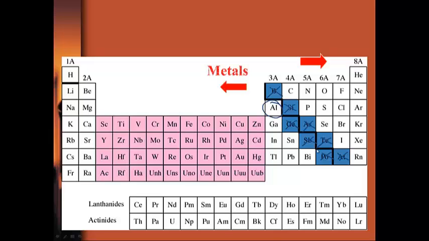Okay. So, what's the purpose of that staircase? It breaks the periodic table up into two main groups of elements. The metals on the left side and non-metals on the right side. So everything to the left of the staircase is considered to be a metal.